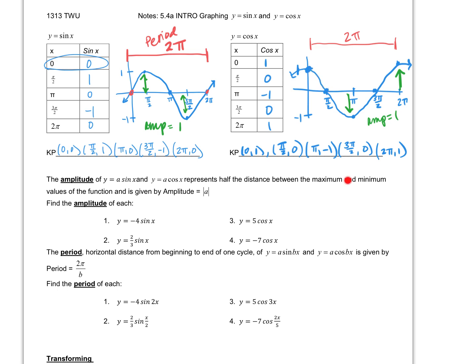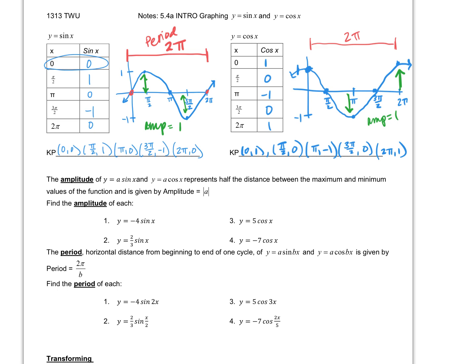Okay, the way it's phrased right here, it's half the distance from the min and the max, right? If I look at the distance from the minimum all the way to the maximum, that would be 2. Half of that is 1. So there's more than one way you can define it, but it's always positive, and it's always the distance from the midline. Okay? So one of your jobs is going to be able to just look at an equation and without graphing it, tell me what the amplitude is.